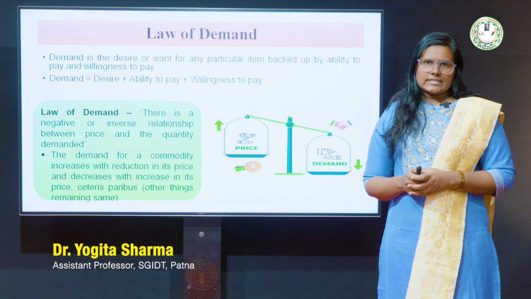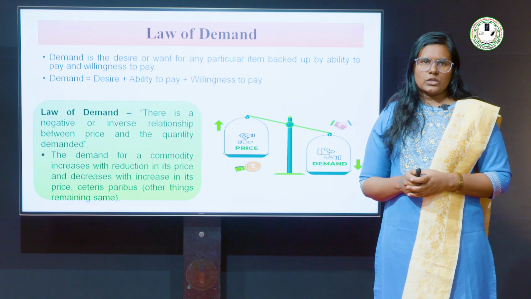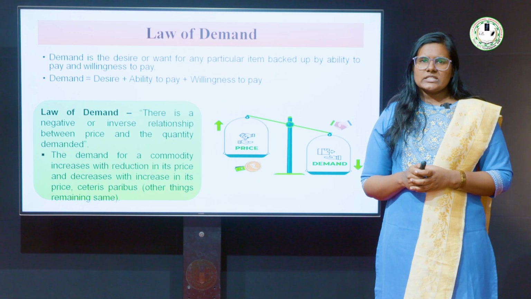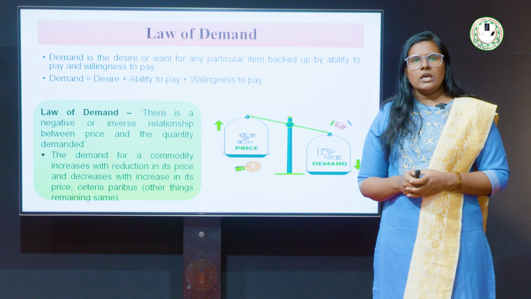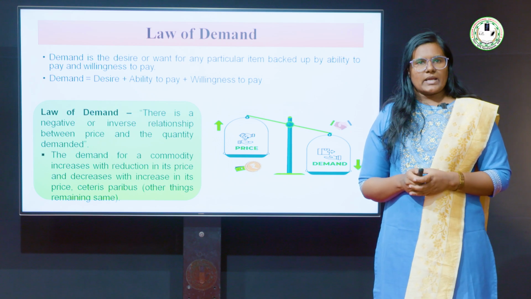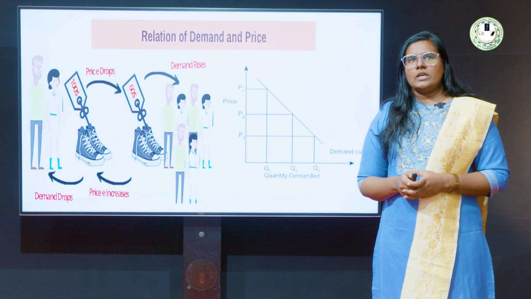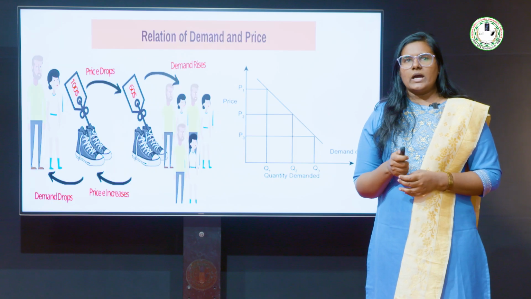Law of demand says that there is a negative or inverse relationship between the price and the quantity demanded. The demand of a commodity increases with the reduction in its price and decreases with the increase in its price, ceteris paribus, which means keeping other things constant. Here we can see the relationship of demand and price.